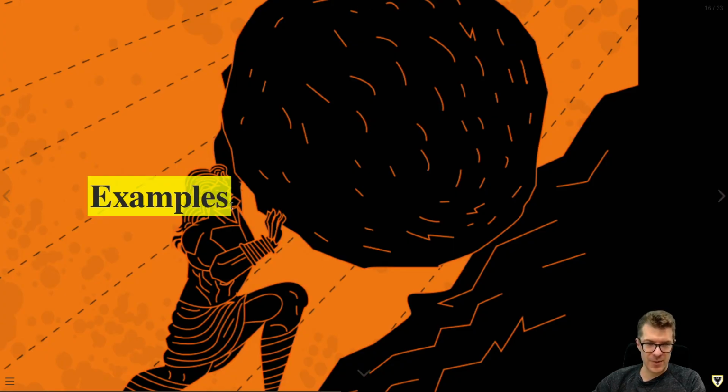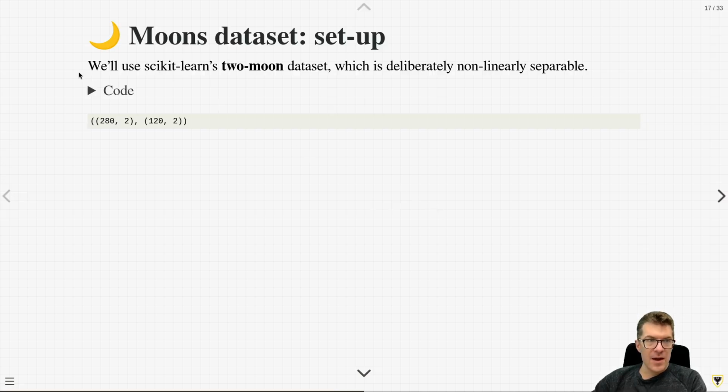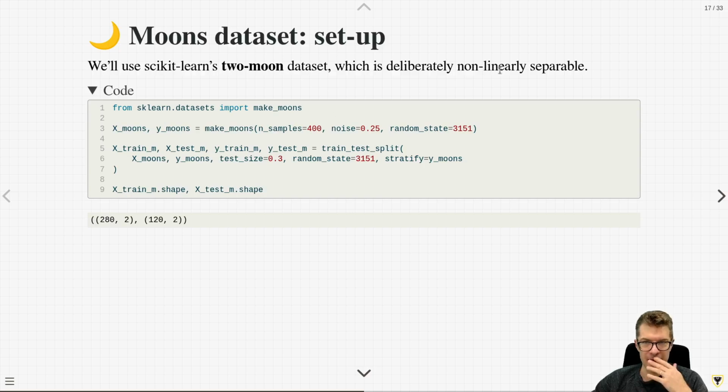So here's where things come together, the examples. We're going to use scikit-learn's two moons dataset, which I showed you earlier. This is meant to be non-linearly separable. We're going to make the moons. There's going to be 400 data points. We're going to add some noise, and here's our random state as usual. And then we're going to split the resulting data points into training and testing with a test set size of 30% of the overall data. So here we have 280 points in the train set and 120 points in the test set.